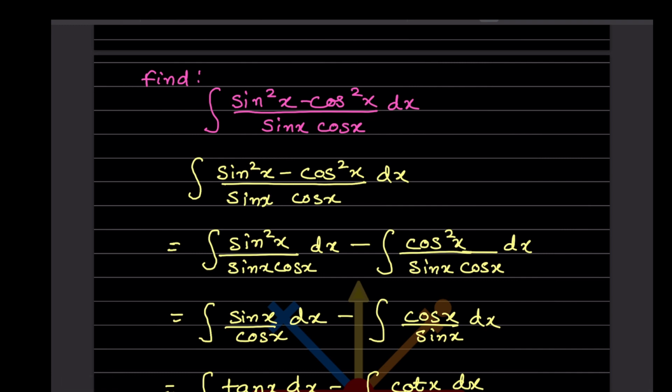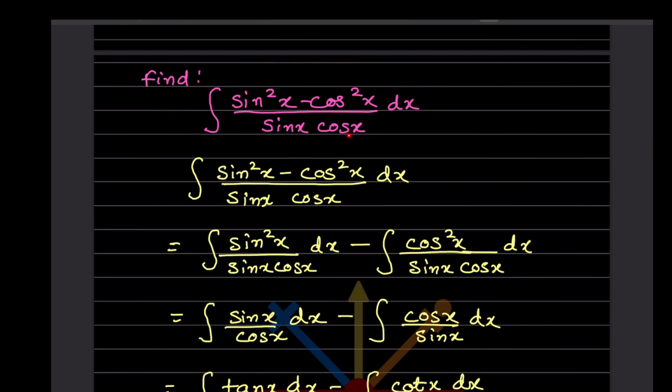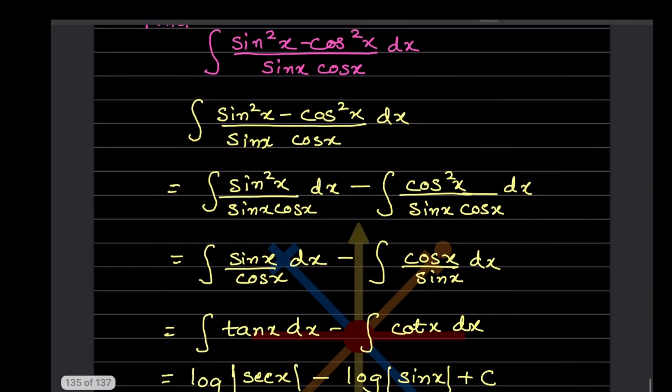Now here we have to find the integration of sin square x minus cos square x divided by sin x cos x, dx. The same thing is written over here. Now let us separate. What we can do here, this in this and this, we'll put it in this one. This is the integration of this one, the minus sign is here. Again this and this, we'll put it here.